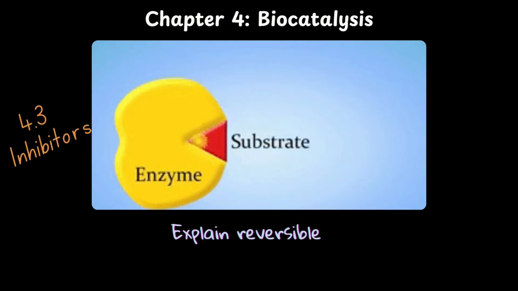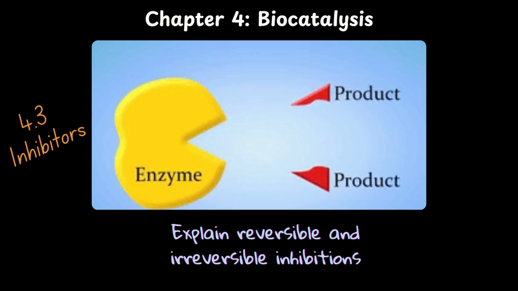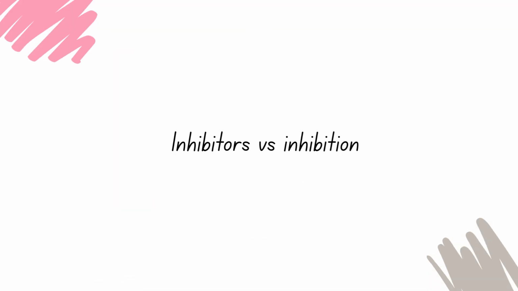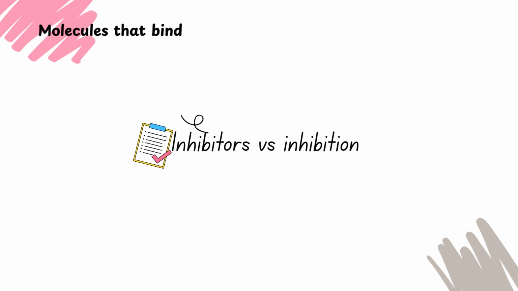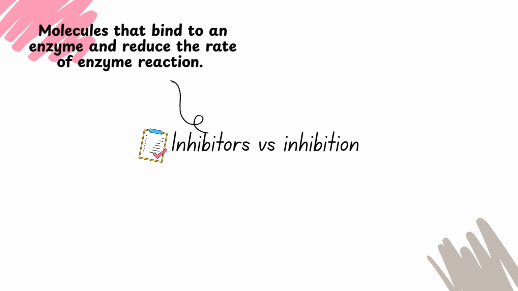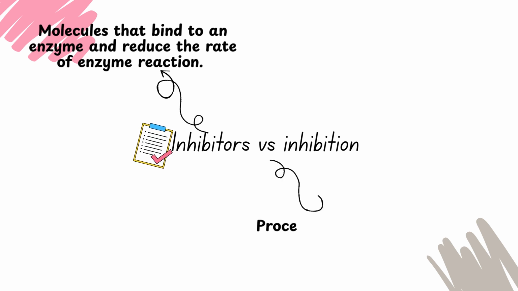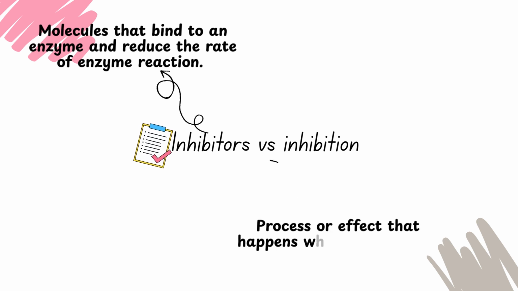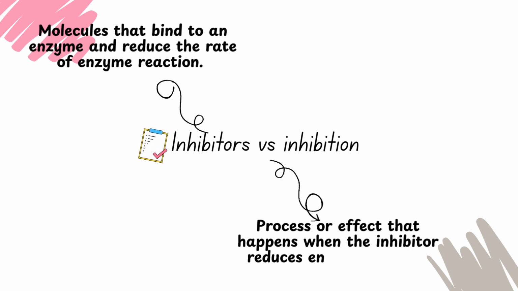This video will explain reversible and irreversible inhibitions. First, I will briefly explain inhibitors and inhibition. An inhibitor is a molecule that binds to an enzyme and reduces the rate of enzyme reactions. In other words, inhibitors prevent the substrate from binding with the enzyme to form the enzyme-substrate complex. Meanwhile, inhibition is the process or effect that happens when the inhibitor reduces enzyme activity.